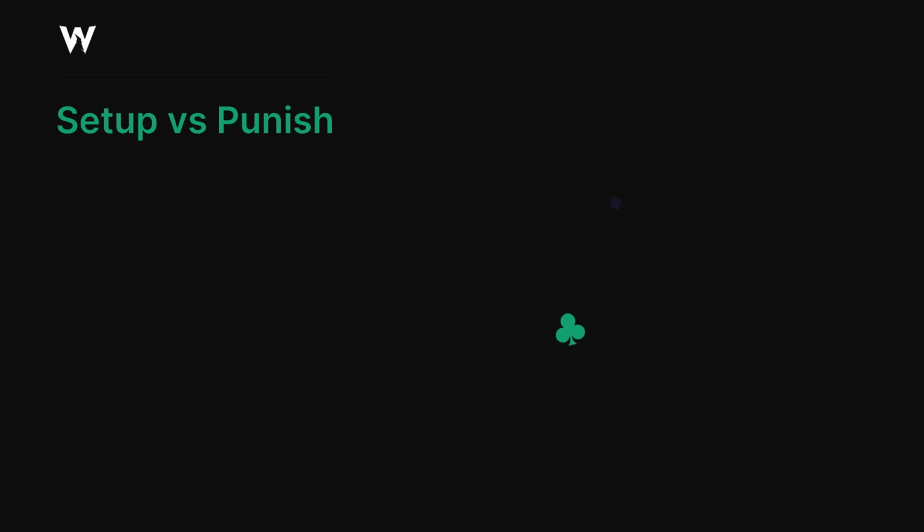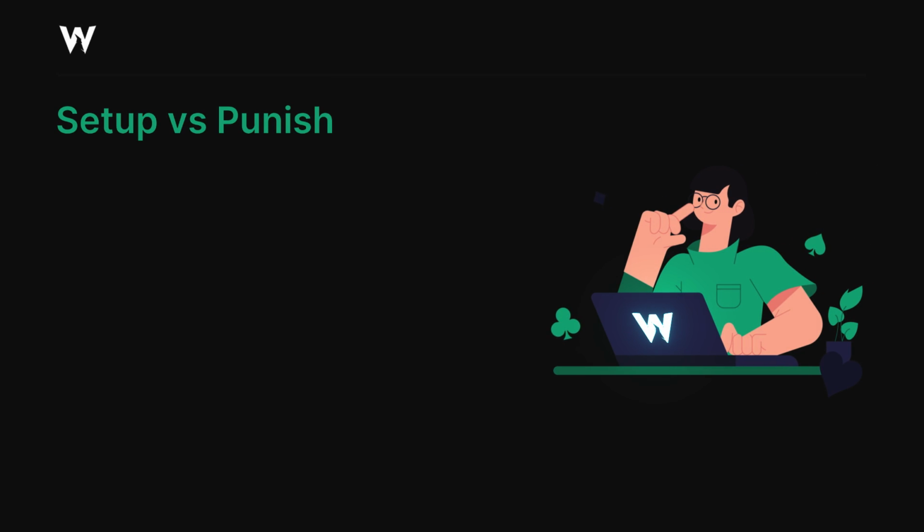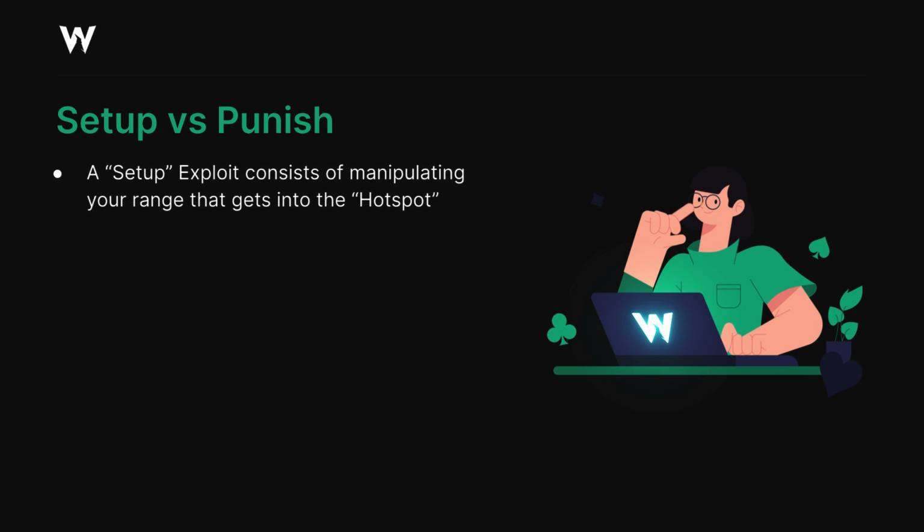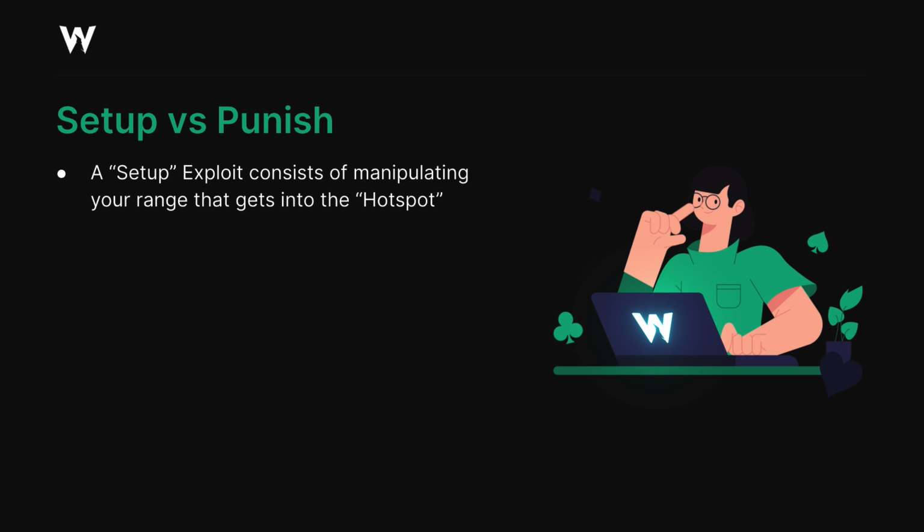Before that though, let's make a distinction between a setup and a punish. A setup exploit consists of manipulating your range that gets into that mistake that your opponent is making, that deviation that they are making from the GTO solution. So any kind of adjustment we do before they make the mistake, let's say our opponent raises the flop too much, then changing our c-bet strategy in order to adjust to that would be, in this case, a setup.